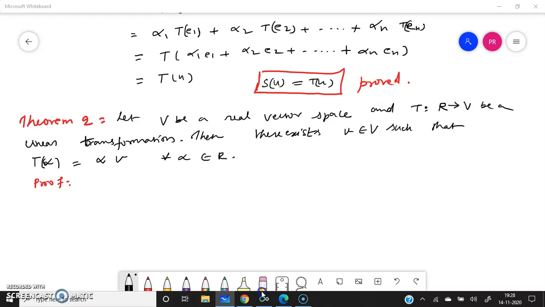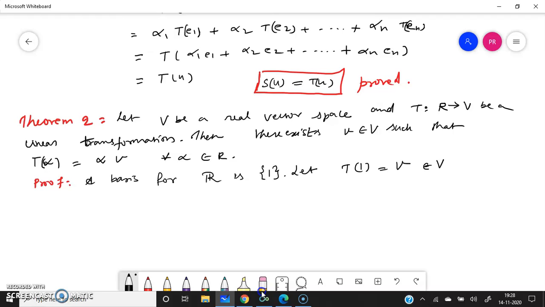So every element in R can be written as a linear combination of 1. Therefore, the singleton set {1} is a basis of R. So a basis for R is the singleton set {1}. Let T of 1 equal V, where V belongs to V.